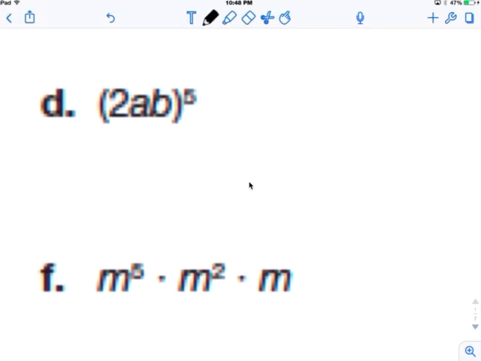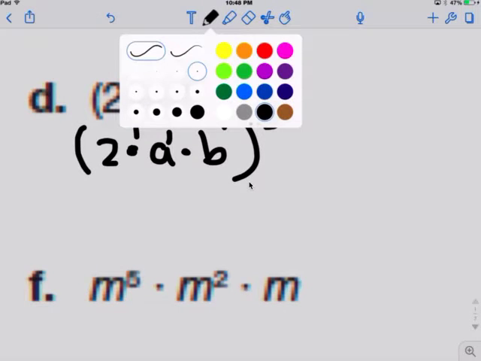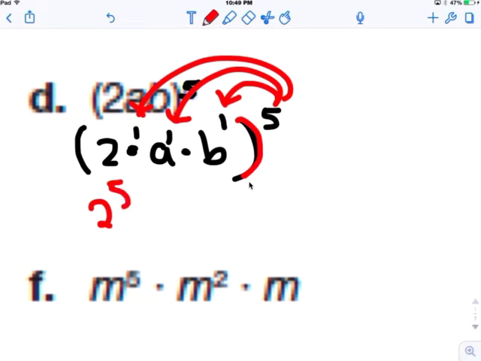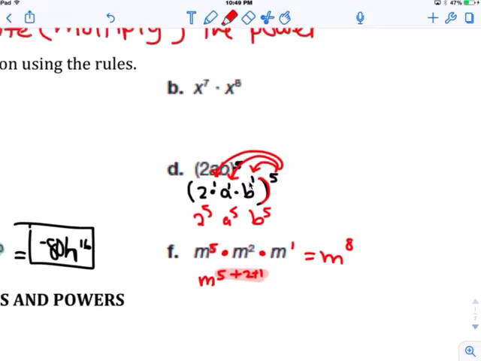Okay, so again, if you have this one, it really means 2 times A times B, right? That's 1, 1, 1 with the exponent of 5 on the outside. Distribute the 5, parentheses distribute. So 2 to the 5th, A to the 5th, b to the 5th. This is multiplication, so when you multiply, you add all the exponents. M, that's 5 also. 5 plus 2 plus 1. That is m to the 8. I need to show work like this. No work, no credit, guys.